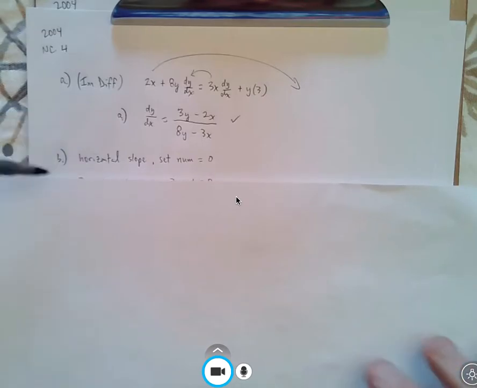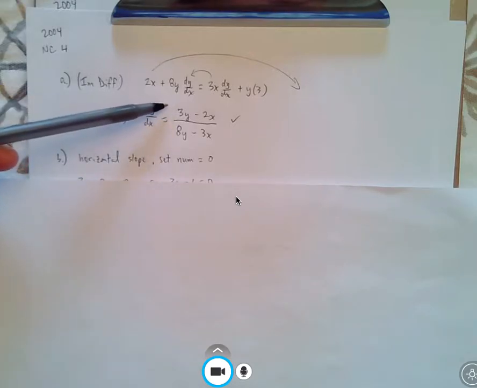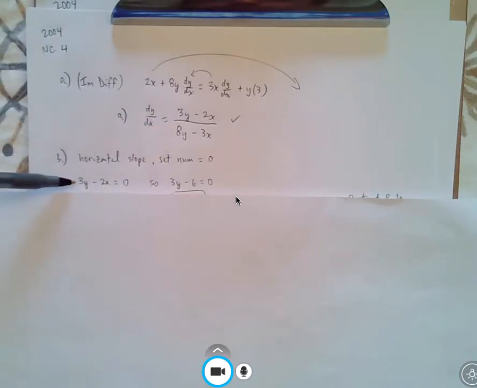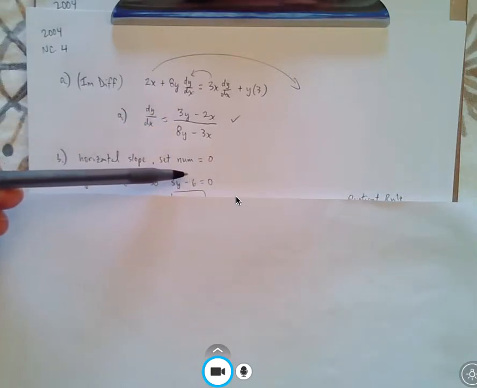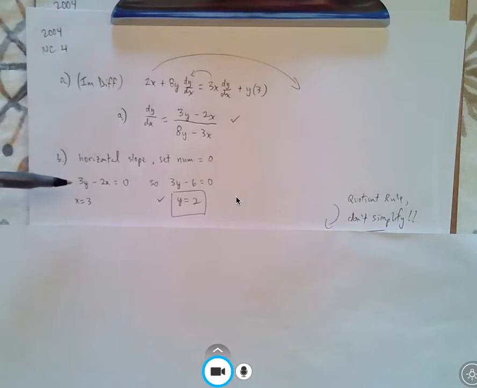Question B, again, you can reread the question, but in order for the horizontal slope to occur, the numerator has to equal 0. So I'm setting the numerator equal to 0. I know that x is 3, because that's what they tell me in the question. Solve for y. So that's not too bad. All right? So the ordered pair where there's a horizontal tangent is 3, 2.